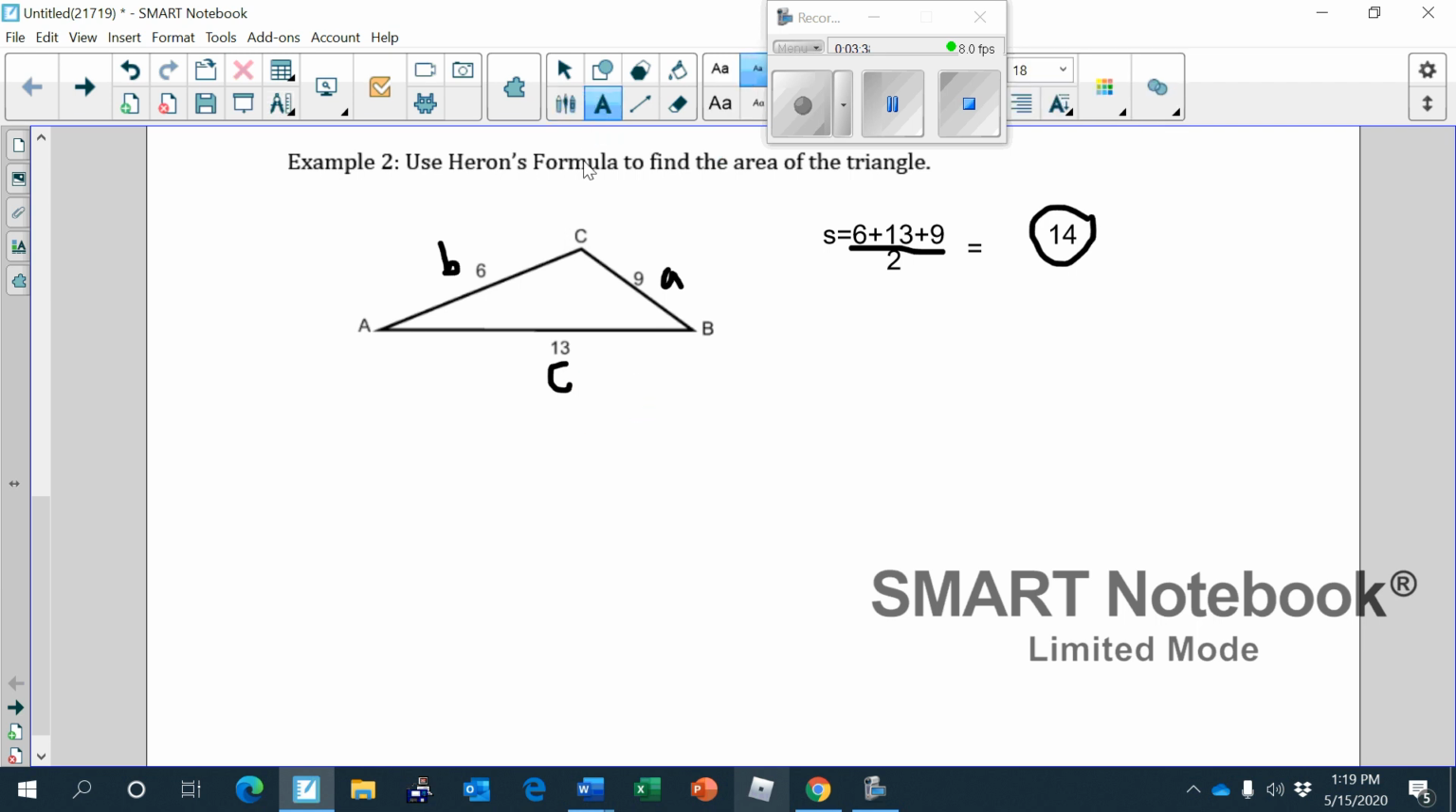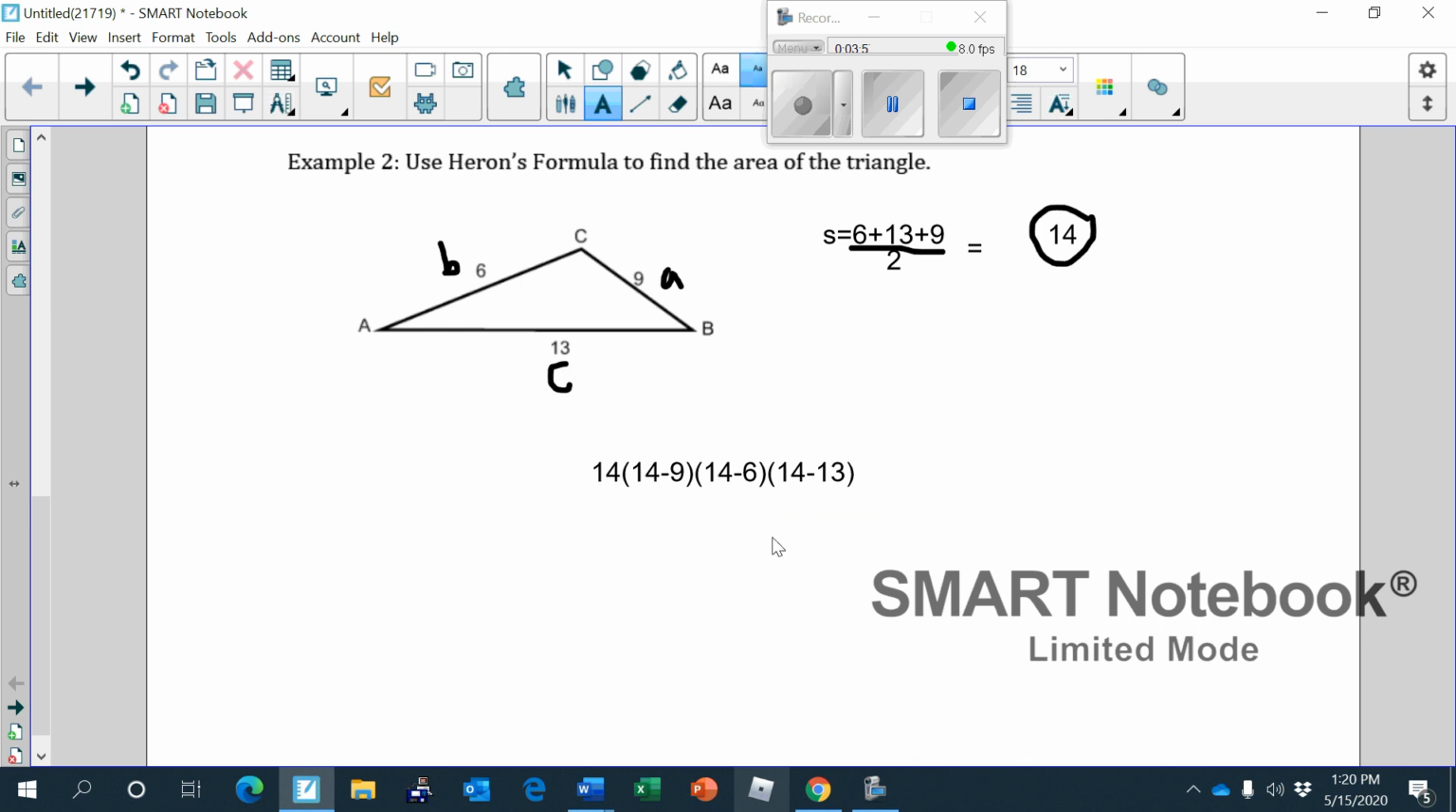Okay, so let's give it a try. So we have 14 because that's the S that starts the formula, times 14 minus 9, I'm going to choose. I'll go in order with the A. Times 14 minus B, which is 6, times 14 minus 13, which is the C.